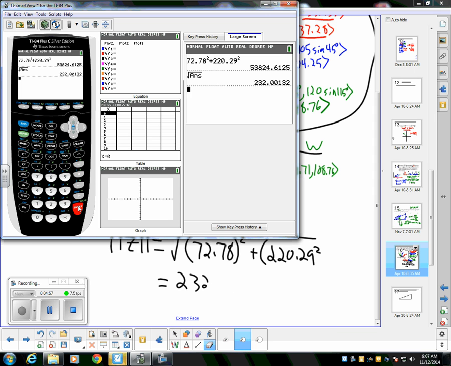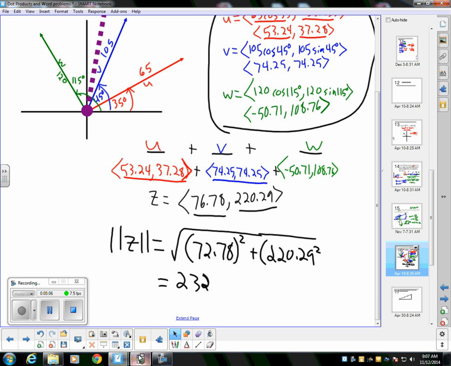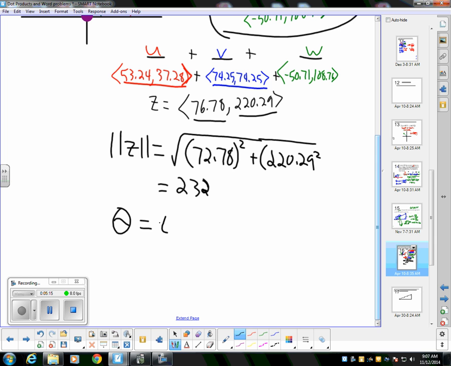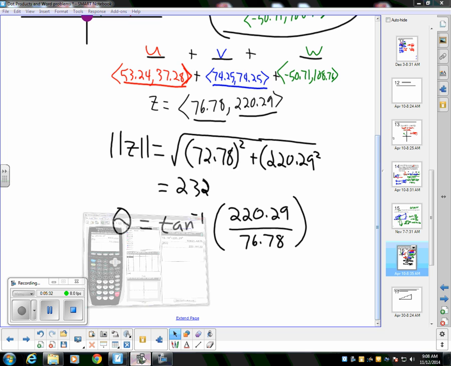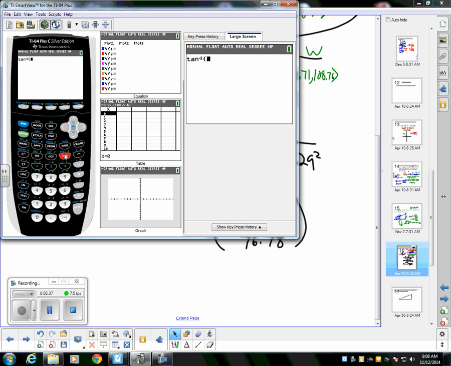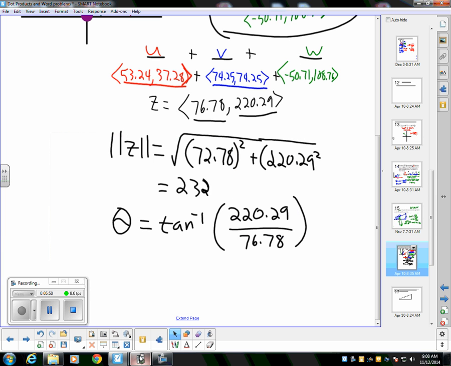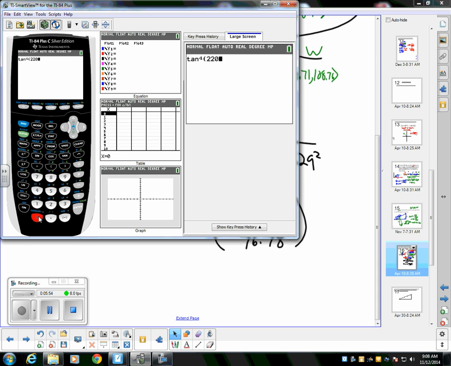So that's the magnitude. And if you will recall, the direction angle, I'll minimize this right here. The direction angle comes from the arctan of those two things right there. So if I take my direction angle theta, it's going to be the arctan of, and all I've got to do is put my components in. The y component divided by the x component. Right? And so if I want to use my calculator then, what I have is the arctan, the second tan, of, I forgot my numbers. No, never mind. 220.29 divided by 76.78. I hope I typed those in right.